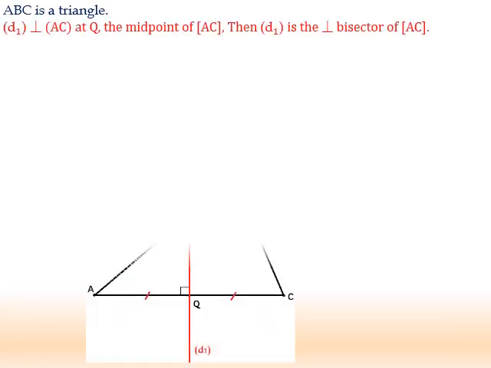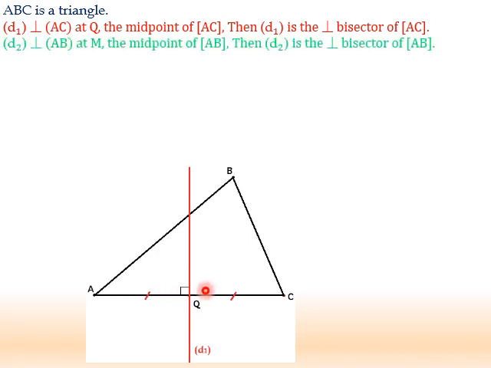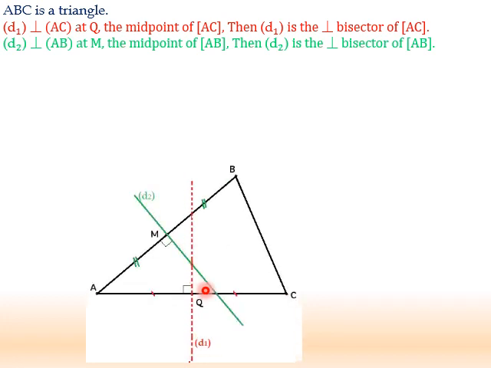Now, ABC is a triangle. Here we have line D1, which is perpendicular to AC at its midpoint Q. So what do we call D1? It's the perpendicular bisector of segment AC. Now let's draw D2, the perpendicular bisector of AB. Then D2 is perpendicular to AB at its midpoint, here M.